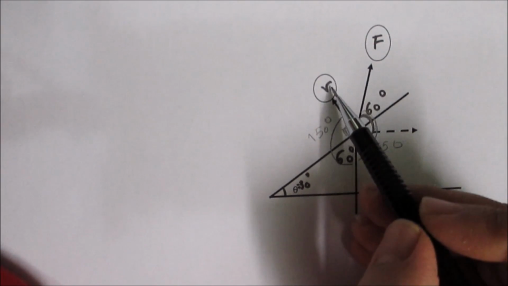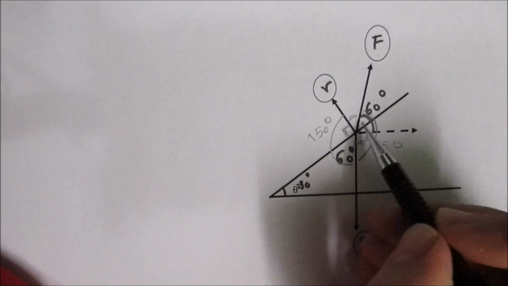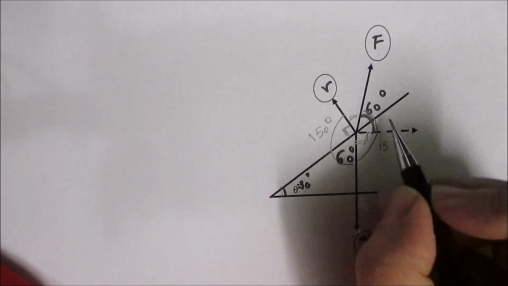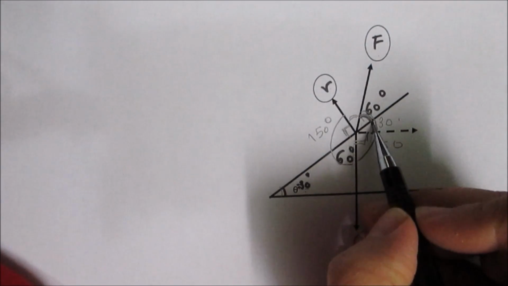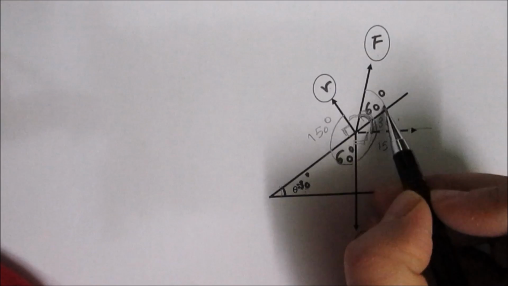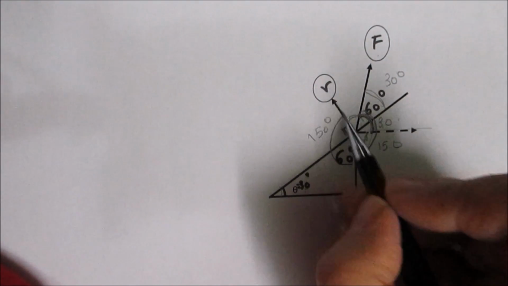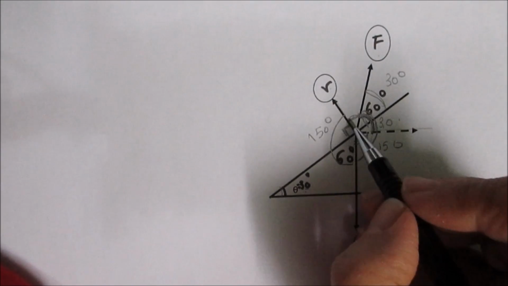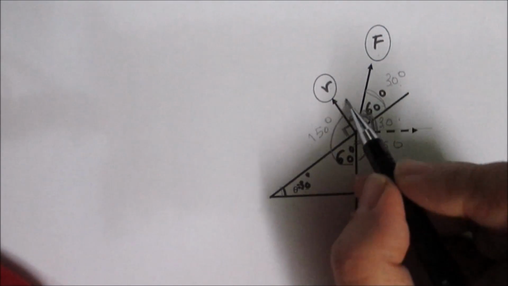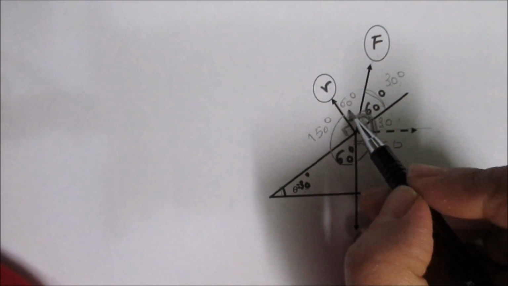Finally, the angle between the reaction and the force F is this angle. Here the inclination of the plane with the horizontal is 30 degrees, so this angle is 30. Since the force inclines to the horizontal by 60 degrees, this angle equals 60 minus 30 to be 30 degrees. Finally here we have a right angle, so 90 minus 30 to be 60 degrees. So the angle between the reaction R and the force is 60 degrees.